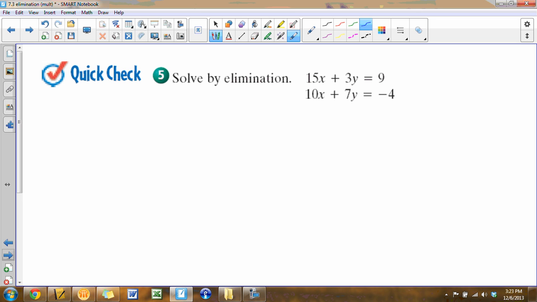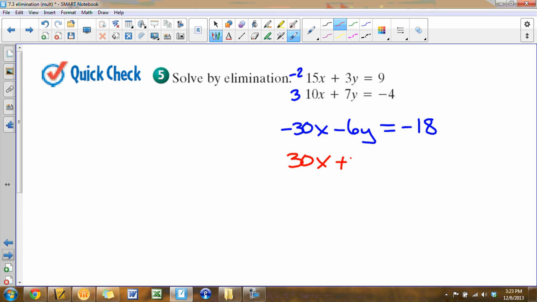I may do that. So I'm going to multiply this one by negative 2. And this one by a positive 3. And I'm doing one positive and one negative because remember, I got to end up with them opposite. So the top one, I'm going to end up with negative 30x minus 6y equals negative 18. Okay, the bottom one, I'm going to end up with 30x plus 21y equals 12. There's my two equations.